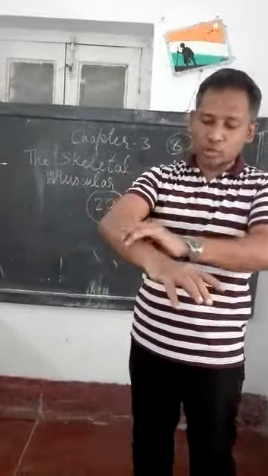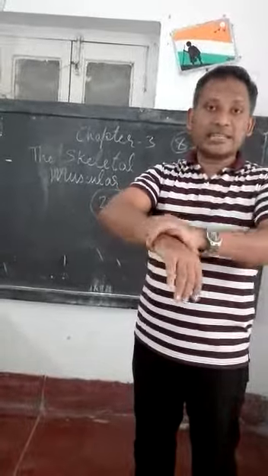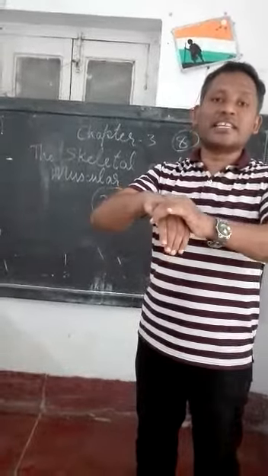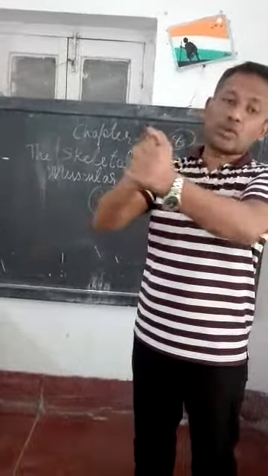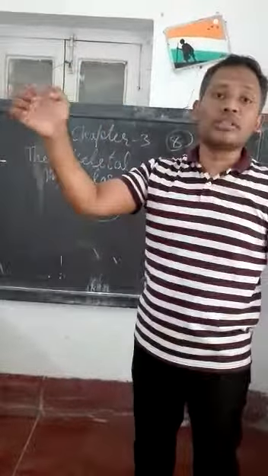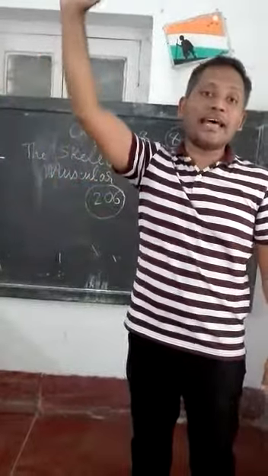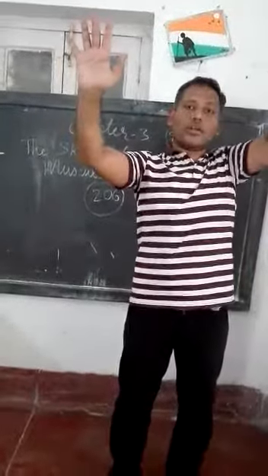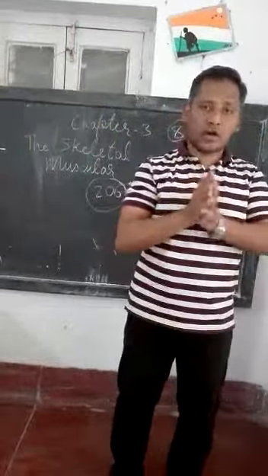So how many bones are there? 1 plus 2, 3 plus 8, 11 plus 5, 16 plus 12, 28 plus 2, 30 bones. So your hand has got 30 bones. 30 bones on right hand, 30 bones on left hand. Once again we revise how the bones are.